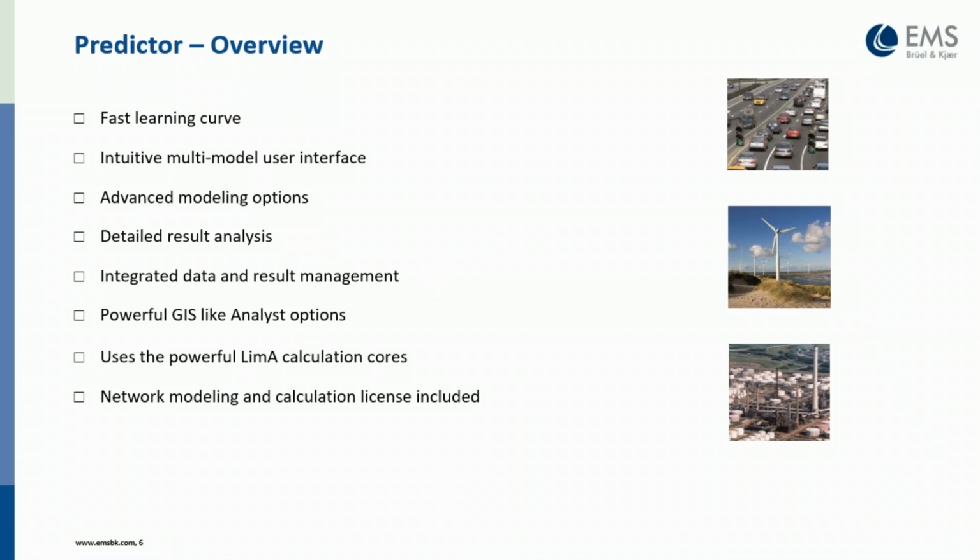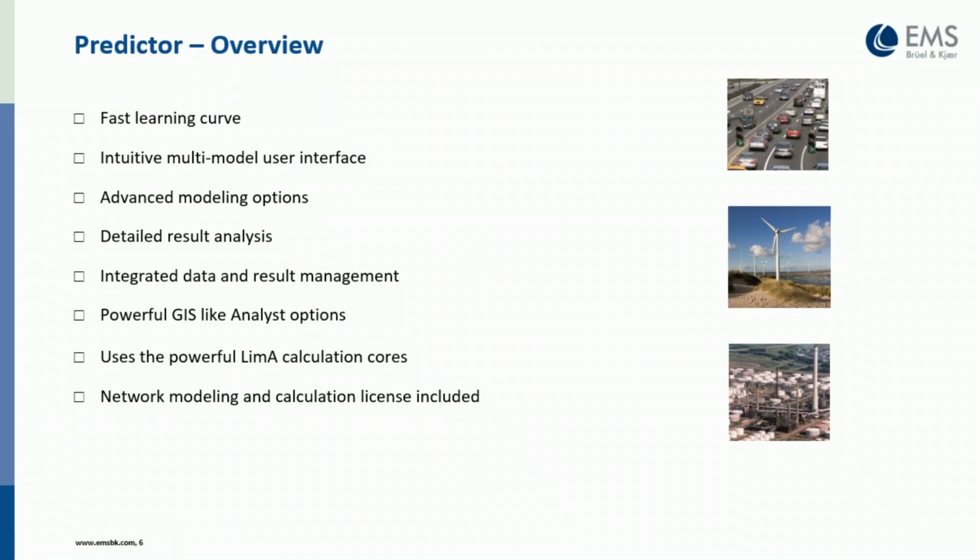Like some other softwares, just keep the last calculated results, and you can change all your buildings, your sources, and the results stay unchanged. In Predictor, we think that's not logical. So we want to match the results with the input data, and that's guaranteed in Predictor. Like I said, we now included Analyst software in Predictor. It of course uses the powerful LimA calculation cores, and also Predictor has a network modeling and calculation license included.